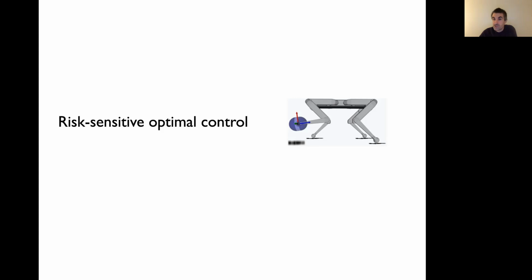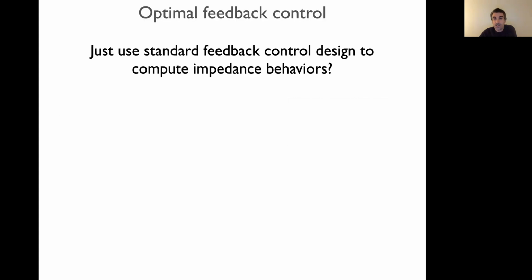So let's start with the risk-sensitive optimal control. The question is, I would like to do optimal feedback, right? That might be a very good framework to compute impedance modulation. As I said, impedance modulation is really about the reaction, so it's about feedback. So can I just use standard feedback control design to compute those impedance behaviors? That's a legitimate question. I have very good tools. I can do H infinity, I can do LQR, I can do a lot of different things to compute feedback gains. Can I just use that, not think too much about it, and everything will be fine?